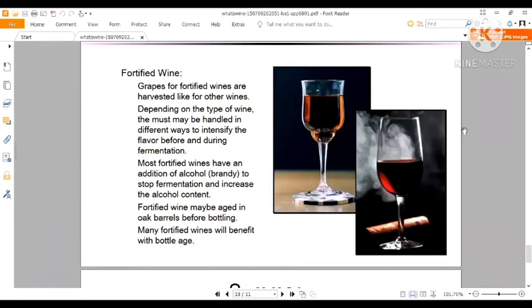The grapes for fortified wines depend on the type of wine. The must may be handled in different ways to intensify the flavor before or during fermentation. Most fortified wines have an addition of alcohol, like brandy, to stop the fermentation and increase the alcoholic content. Fortified wines may be aged in oak barrels before bottling. Many fortified wines will benefit from bottle age.